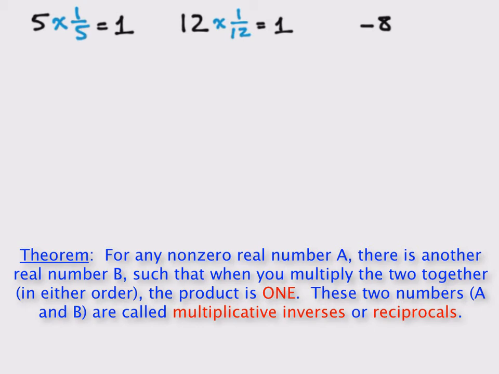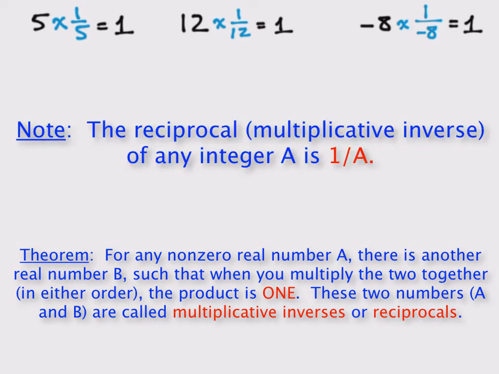And negative 8. If we multiply negative 8 by 1 over negative 8, or you could call this negative 1/8, we end up with 1. So negative 8 and negative 1/8 are reciprocals of one another, multiplicative inverses of one another. So we see that whenever we're working with an integer, in order to find its multiplicative inverse, or reciprocal, all we need to do is take 1 over that integer. The multiplicative inverse of 5 was 1 over 5. The multiplicative inverse of 12 was 1 over 12. The multiplicative inverse of negative 8 was 1 over negative 8.